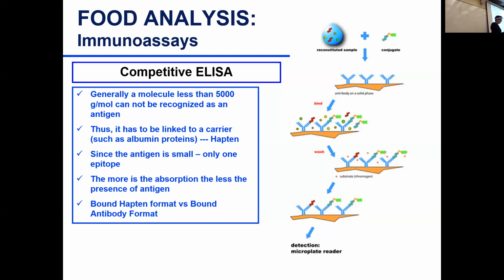Since it's a small molecule, if we want to generate antibodies for this small molecule in a host animal, we have to have a carrier protein. It's really small, it's not recognized as an antigen. So in order for it to be recognized as a toxin, as an antigen, it has to be carried by a carrier protein. So I would have a protein here.